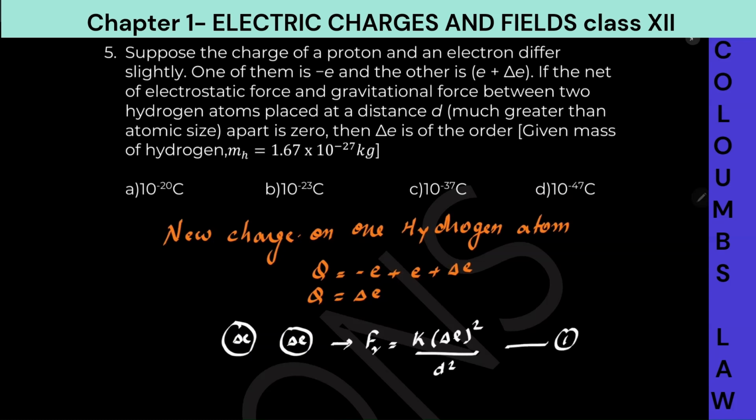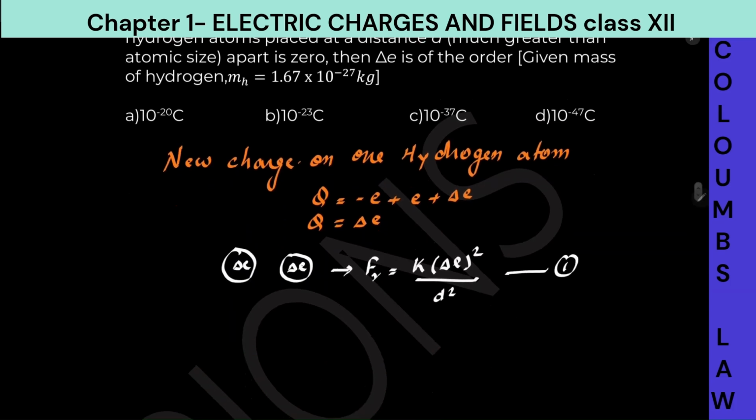So let me just keep it as equation 1. Okay, great. Let's move ahead. And what will be our gravitational force between the two? Let me remind you from class 11. Gravitational force is G M1 M2. Both will have the same mass, right? Nothing, you are not changing the configuration. Hydrogen atoms are there, only you are changing the charges, right? So mass M square upon the separation square, D square.